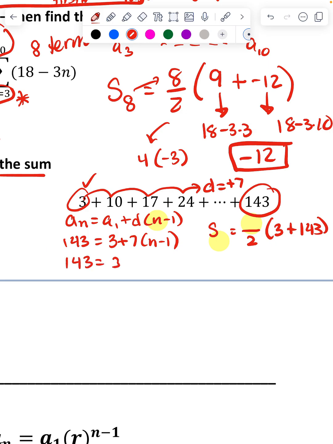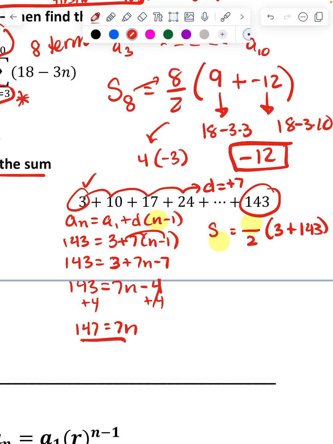Is it a lot of steps? For sure, but this is truly just solving from way back when. I'm going to have a 3 minus 7, so negative 4. Add that to the other side. I'm still just algebra 1ing. I have 147 equals 7n. And when I divide that by 7, I get that there are 21 terms. So whatever this mystery thing is, total of 21. So I'll be adding up 21 terms, throw a 21 in there, and then just do my math.